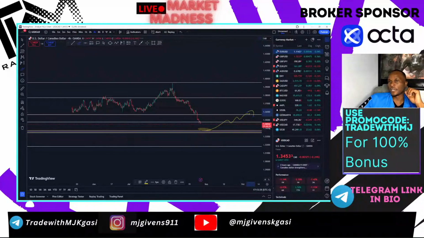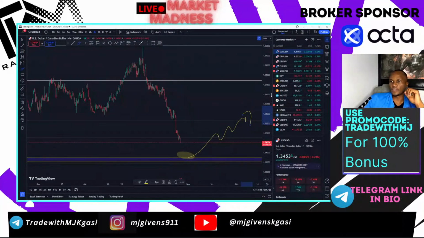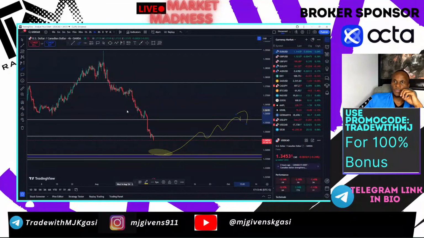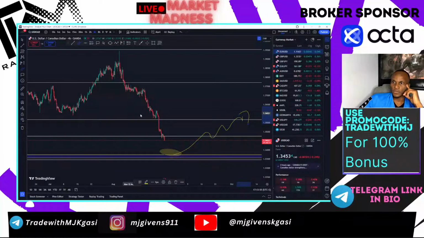But as it is now, it seems like CAD is having so much strength. Dollar is being weak lately, so a lot of currencies are capitalizing on that. But yeah, I think momentum will be lost around this area here. Definitely, we might find that.